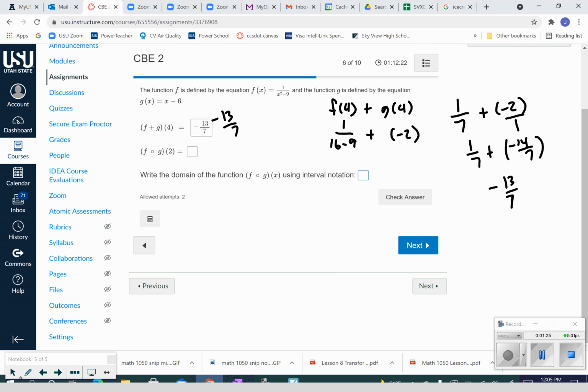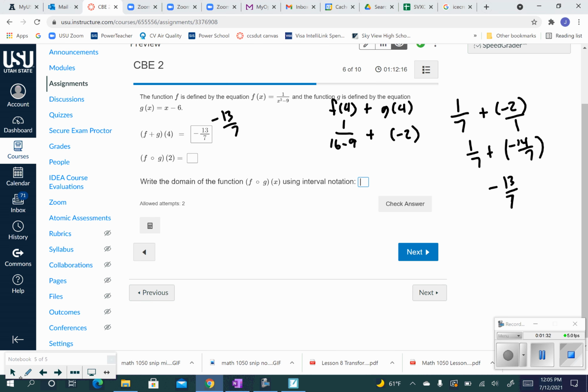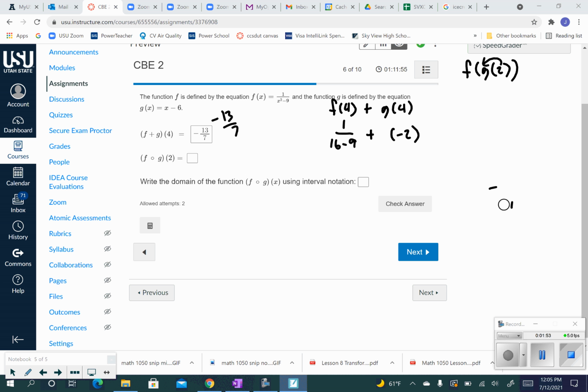Okay, next one, it wants us to find f of g of 2. So again, that means this, f of g of 2. So I'm going to put 2 into g first, and then whatever answer we get back out, we're going to plug that into f. Okay, so let's start by plugging 2 into g. So if I plug 2 into g, I get 2 minus 6 is negative 4.